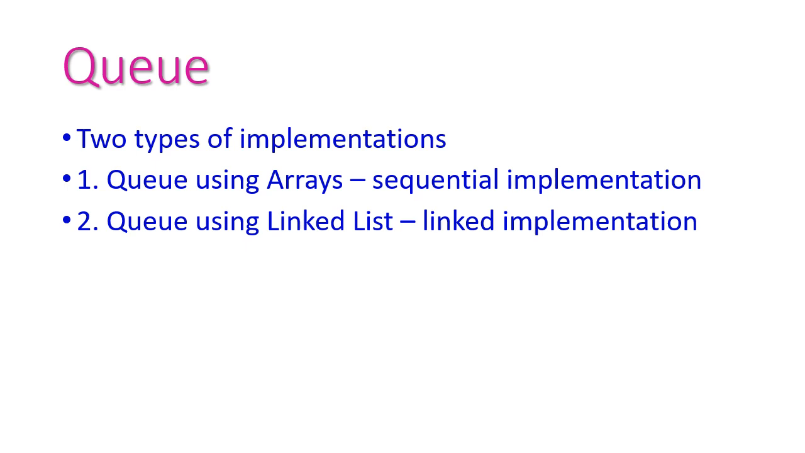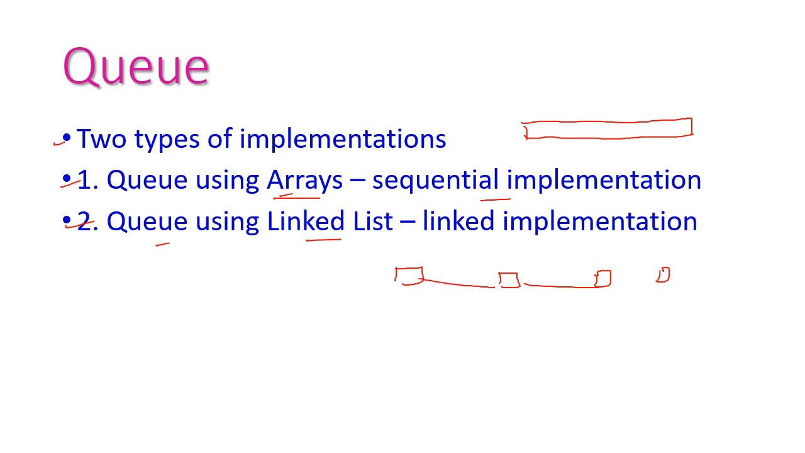When it comes to queue implementation, we have two types. First one is queue using arrays and second one is queue using linked list. Arrays are sequential implementation, that is the memory will be allocated sequentially for all data items. And when it comes to linked implementation, the memory is allocated whenever free space is available, but all the nodes will be connected to each other. So these are the two types of implementations.